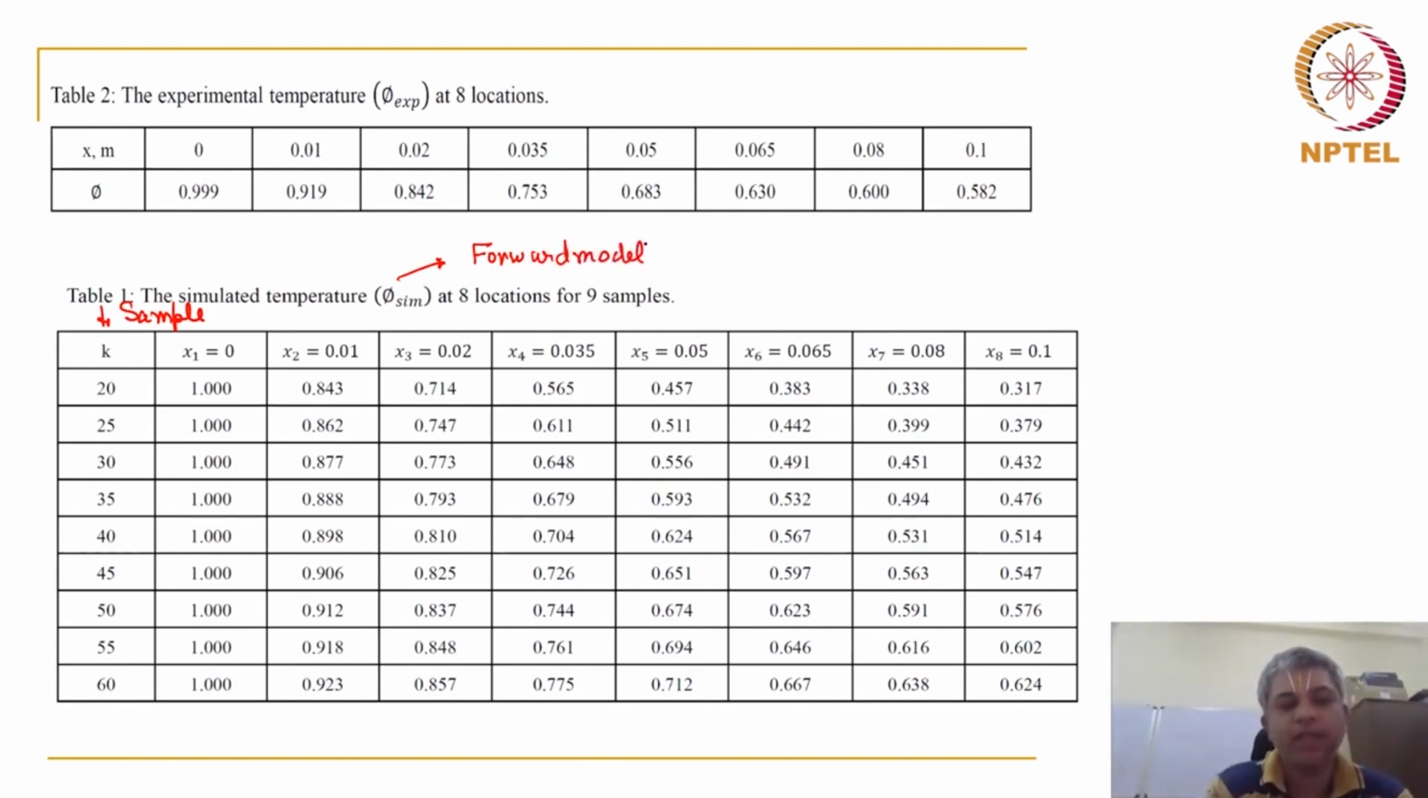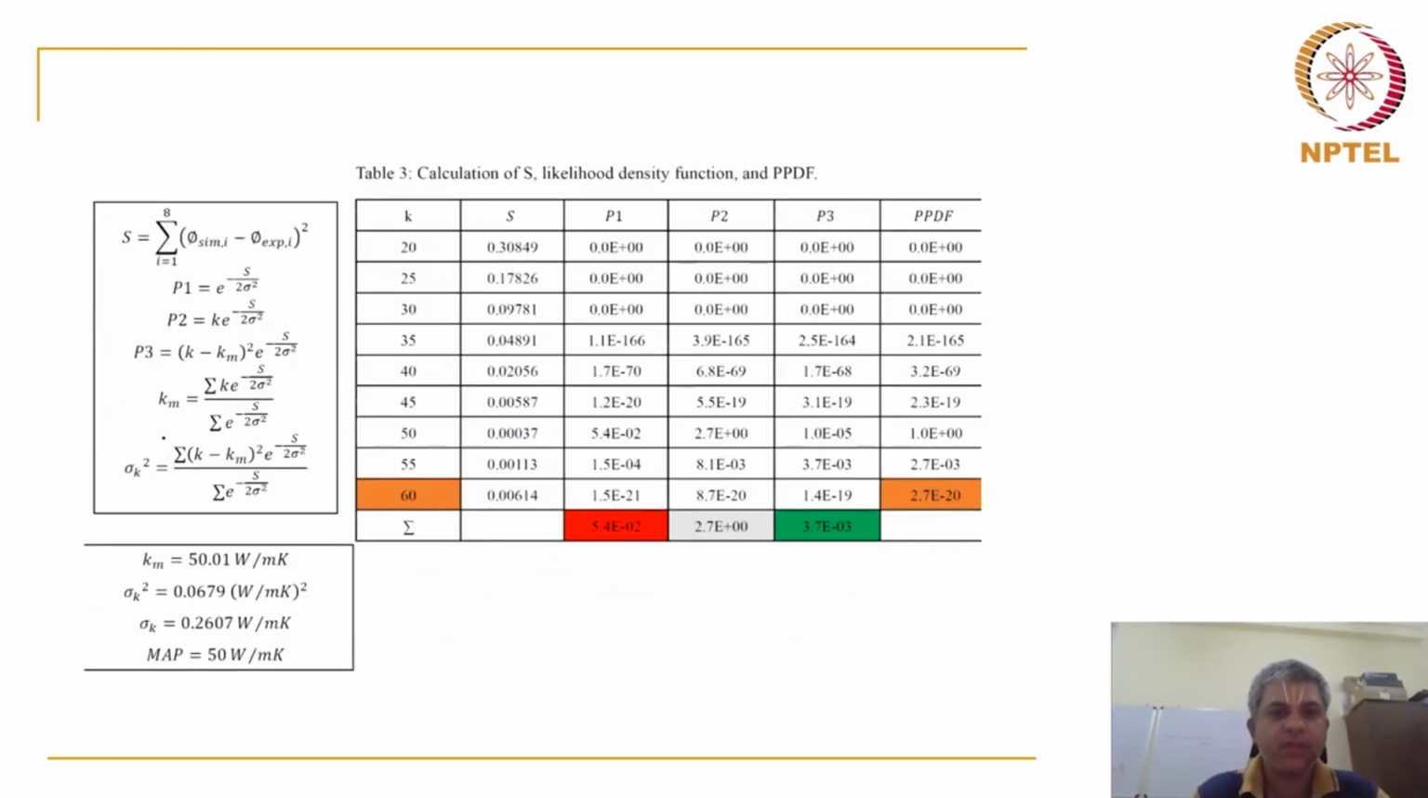That is what I am saying: if this was the K, then what would be the temperatures? This is what requires the forward model. If I know the K, I can find out the temperatures. Here is the distribution. If this is the K, this would be the temperature. And then for each one of them, I calculate the error, I calculate the S for each one of them. And then you do all the usual thing with Bayesian.